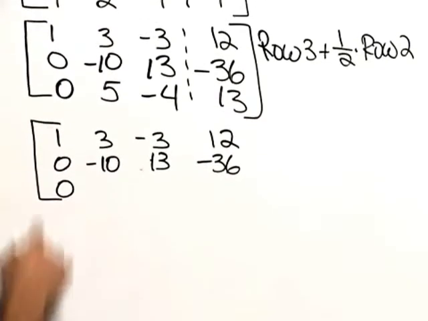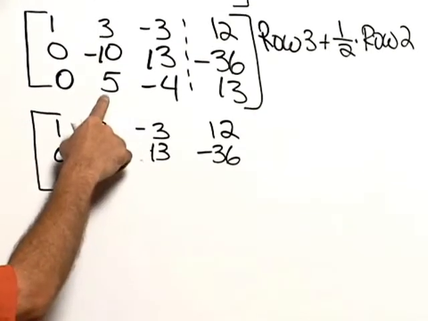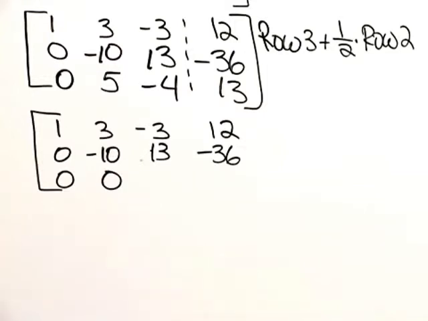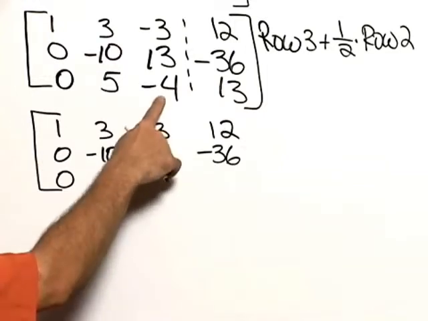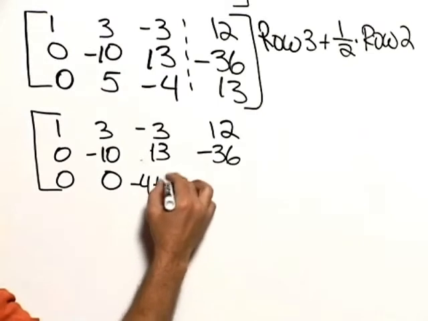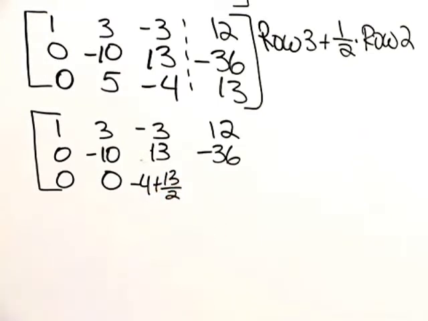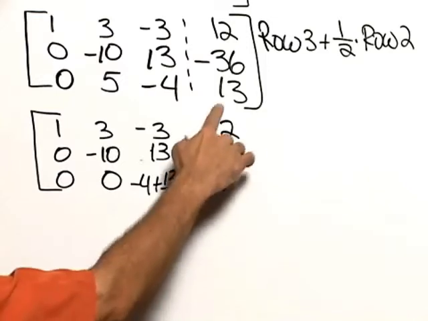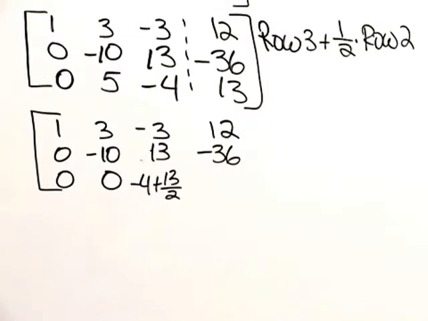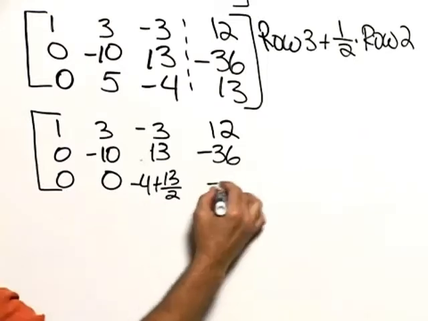Row 3 plus half of row 2. So that's 0 plus half of 0 is 0. 5 plus half of -10 is 5 plus -5, 0. -4 plus half of 13, so it's -4 plus 13 halves, and let's deal with that in a moment. And then it's 13 plus half of -36. Well, half of -36 is -18. 13 plus -18 is -5.